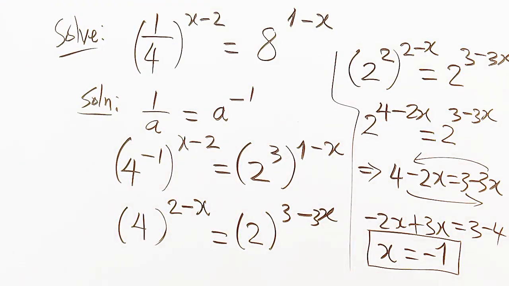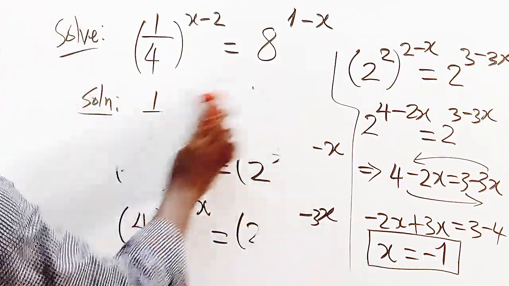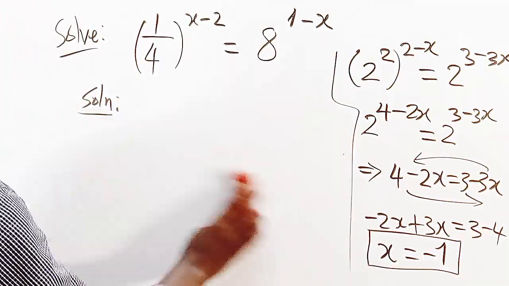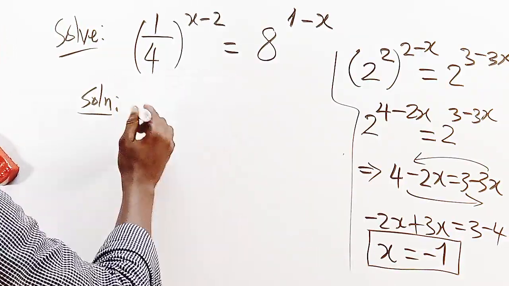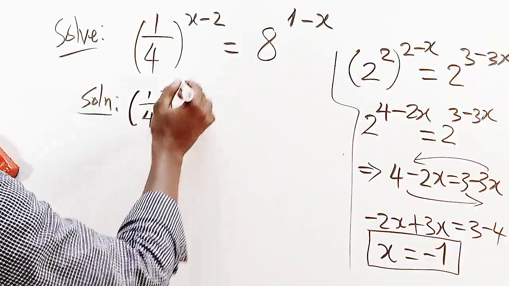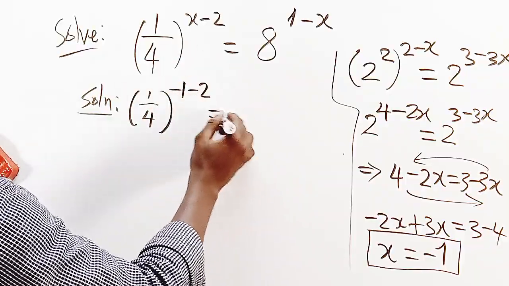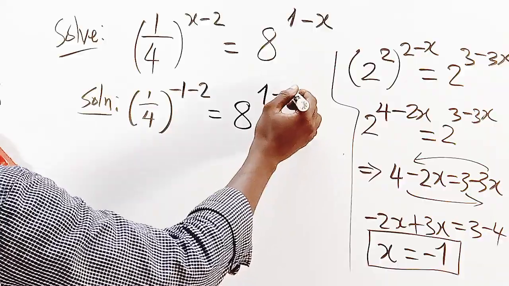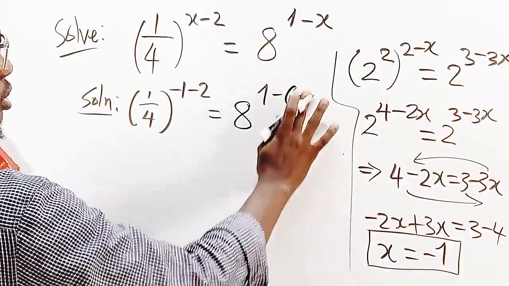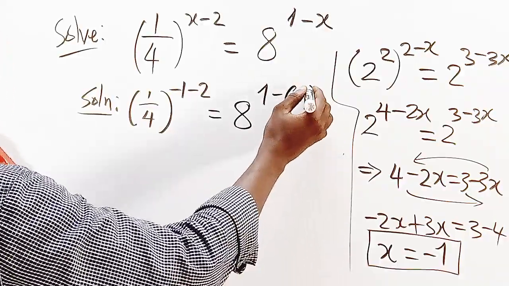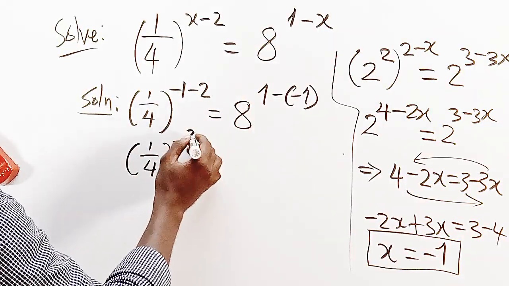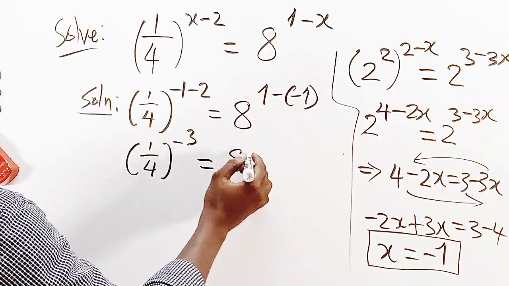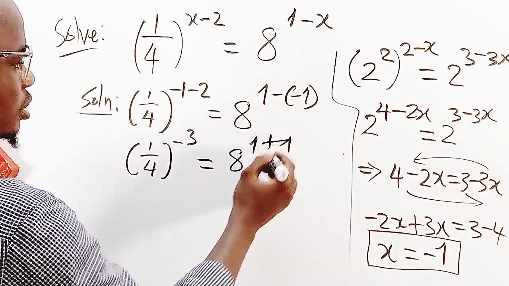Now, let's say we want to know whether what we have is right or not. We are just going to put this one inside. Anywhere we see x, replace it by minus 1 from the equation. So we have 1 over 4 to the power of minus 1 minus 2 equal to 8 to the power of 1 minus minus 1. Understood? So we're going to have 1 over 4 to the power of minus 3 equal to 8 to the power of 1 plus 1.